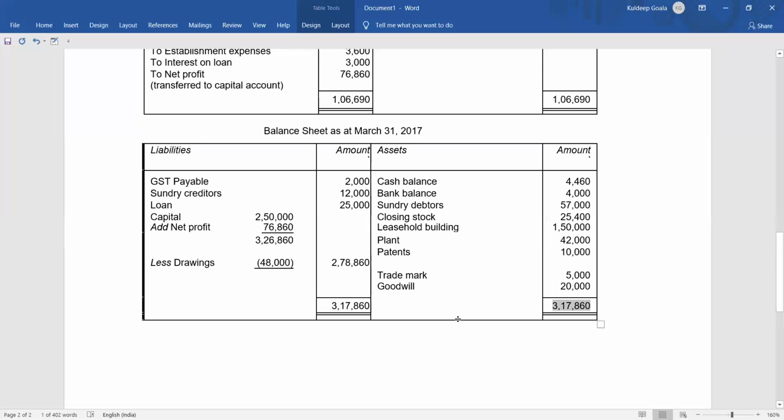So here we end this chapter, that is final account of sole proprietorship without adjustment. In the next class, we'll start with the final account of sole proprietorship with adjustment.